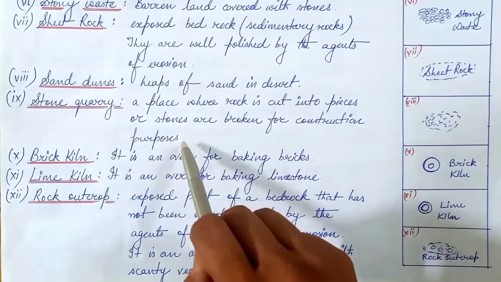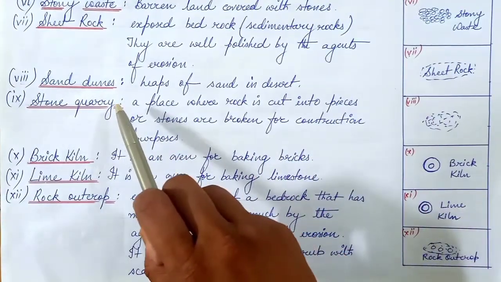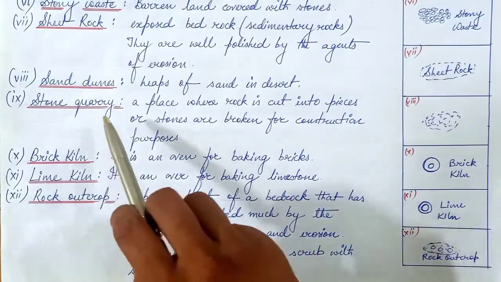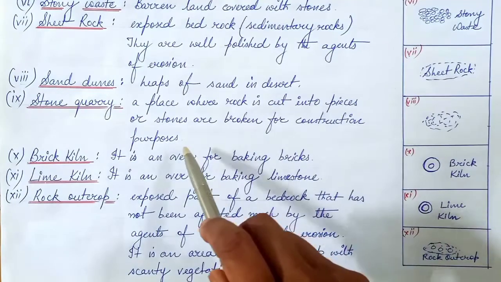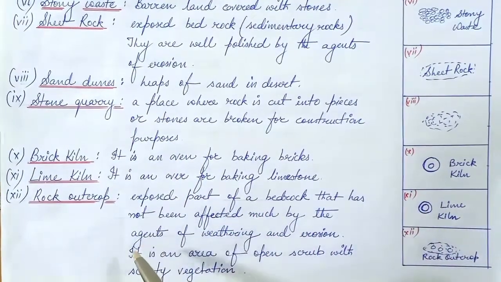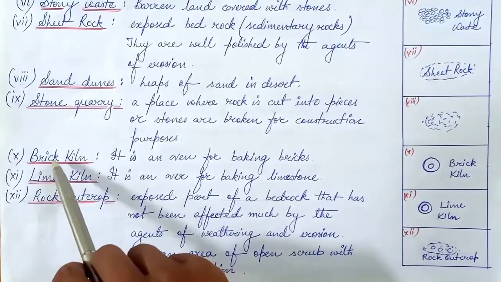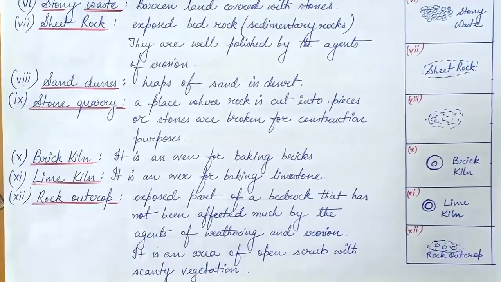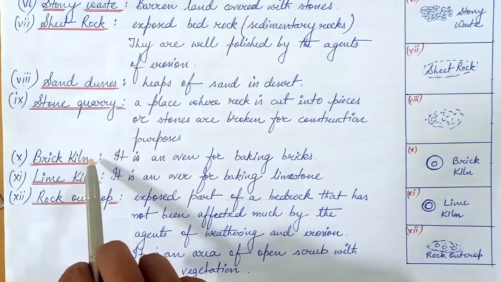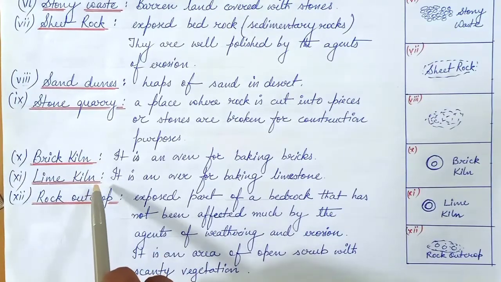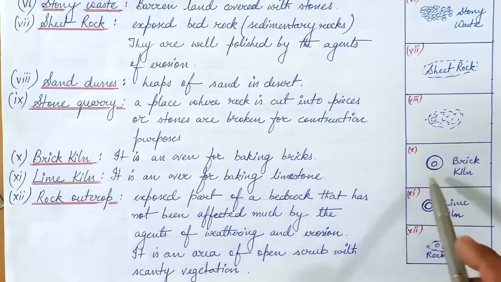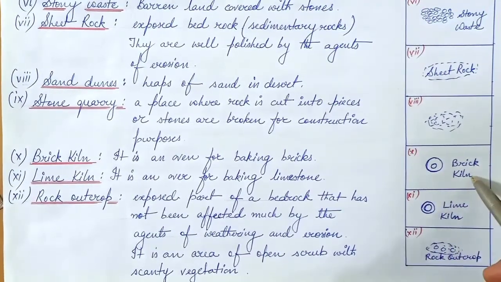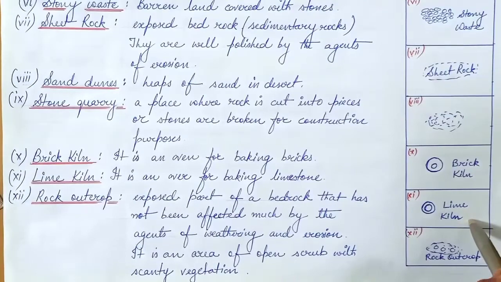construction purposes. So even stone quarries are actually mentioned in the topographical map. And in this place, the rocks are cut into pieces and stones are broken for construction purpose. Now, brick kiln and lime kiln, they are actually big ovens where either brick is baked or limestone is baked. So, these are shown with circles, black circles, and next to it brick kiln and lime kiln is mentioned.